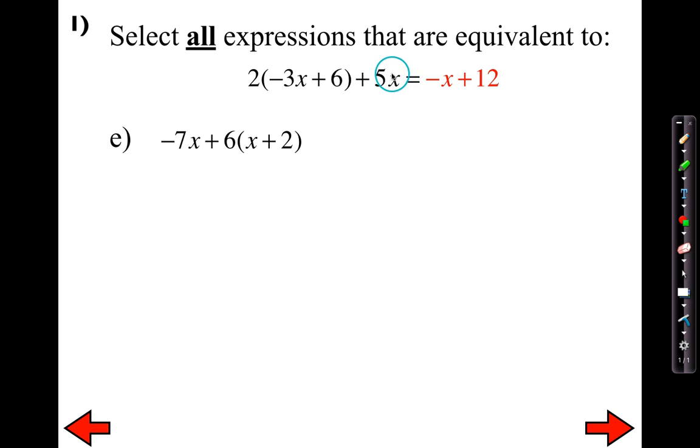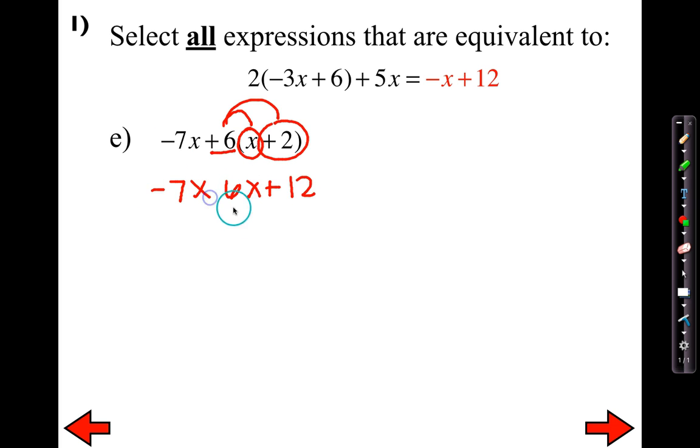What about part E? Well, part E, I'm going to have to simplify to check if they equal the same value. So let's go ahead and distribute a positive 6 to an x and to a positive 2. That's going to give me a 6x with a positive 12. Let's bring down that negative 7x. So notice it's plus, it's positive.